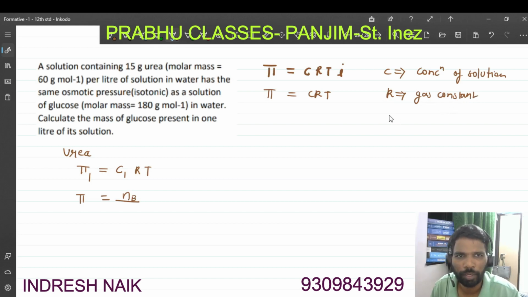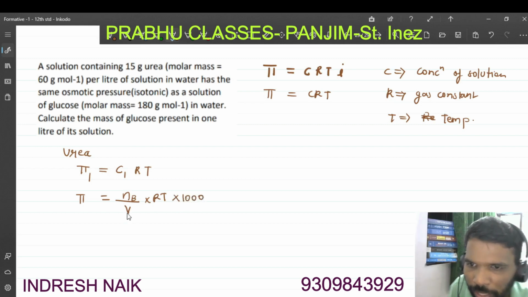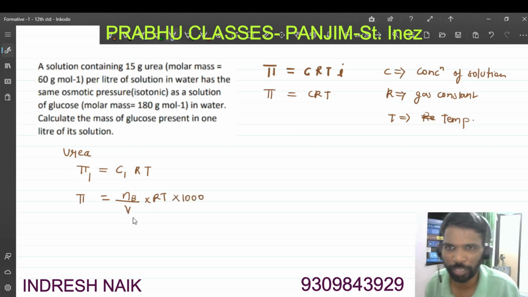And T is the temperature at which this process is happening. So concentration is the number of moles of solute upon volume of solution in liter, into RT. See, volume we many times write in ml, so 1000 will be a conversion factor if you're writing that in ml. Volume will be converted over here.